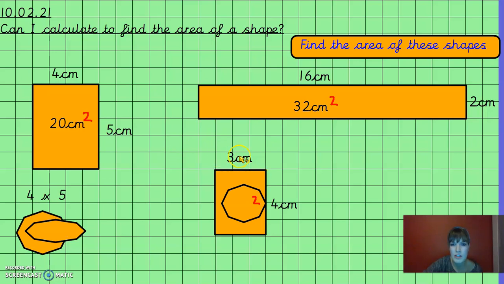And then with this one, it's 1, 2, 3 across, and then 1, 2, 3, 4 down. And that is 3 times 4, which equals 12 centimetres squared. Okay, so make sure you're only counting those squares where the line meets. Okay, we're not counting any extras. Okay, so well done, everybody. That is how you calculate the area of a shape. Remember, it's multiplication that we use. We measure the width and the length and you times them together.